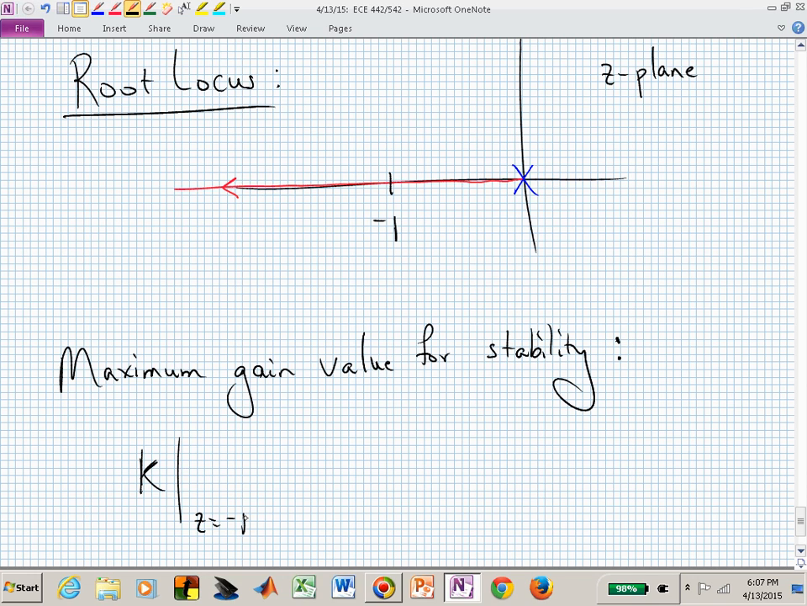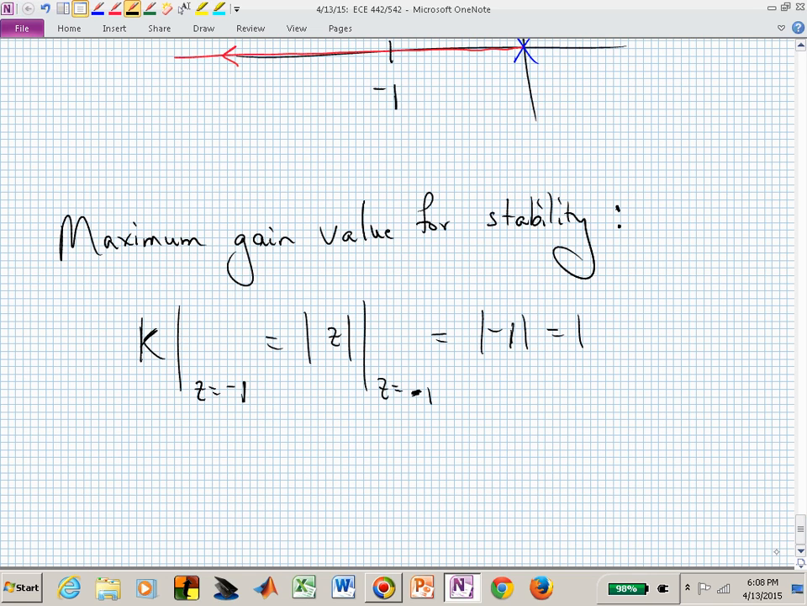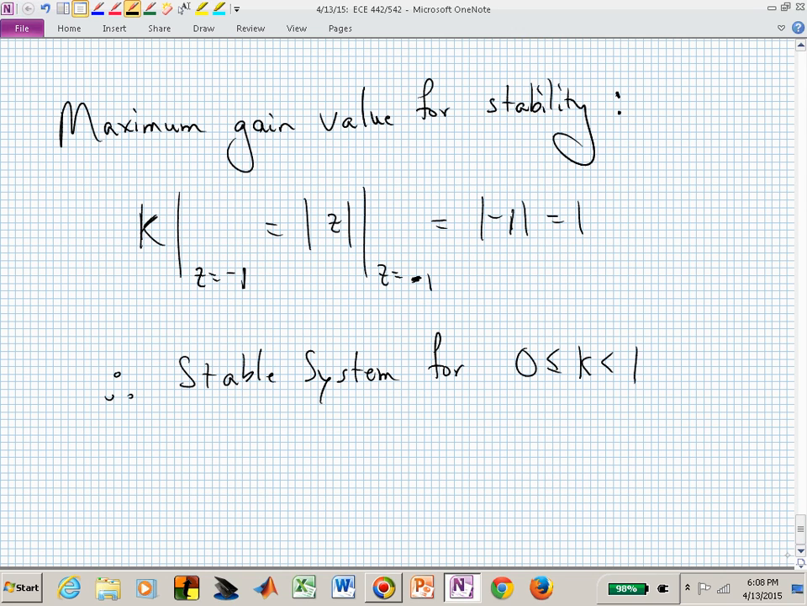The maximum we can crank up k and still remain stable is to get us right to the stability boundary, which is right on the unit circle, or a value of z equal to minus 1, which is now, and that's why I said it's going to give you the correct answer if you plugged in z equal to 1, because we're taking the absolute value. But now for stability, we can have k varying between 0 and 1.